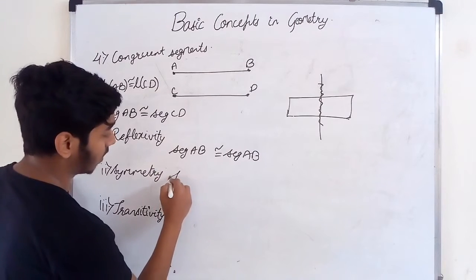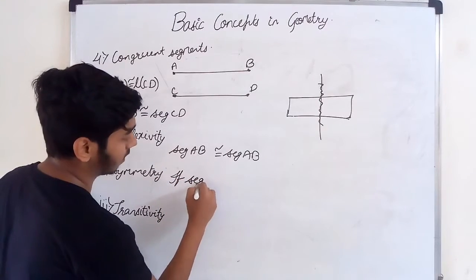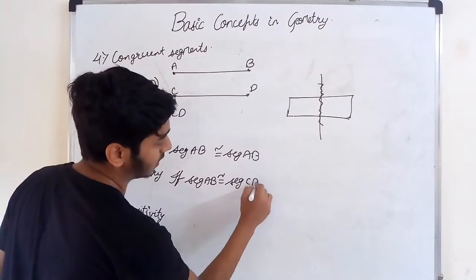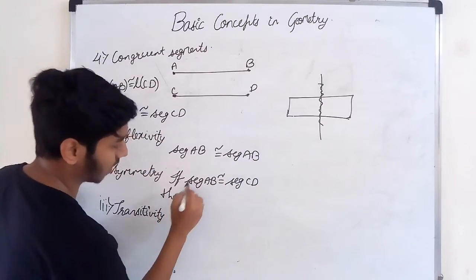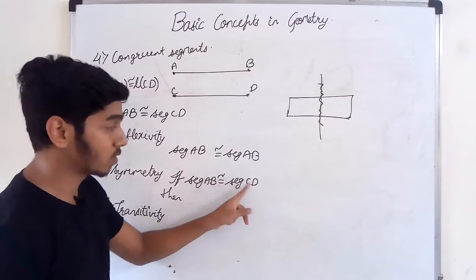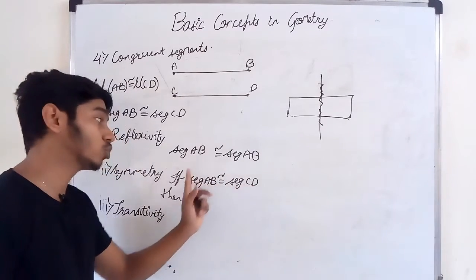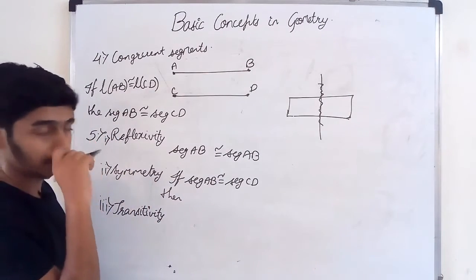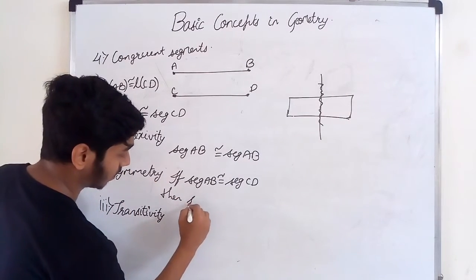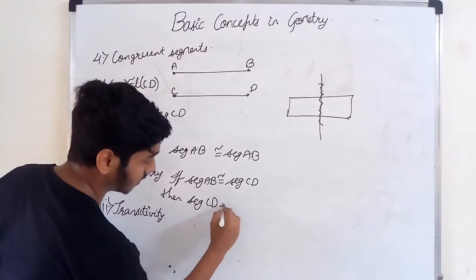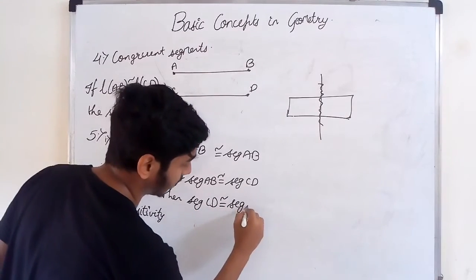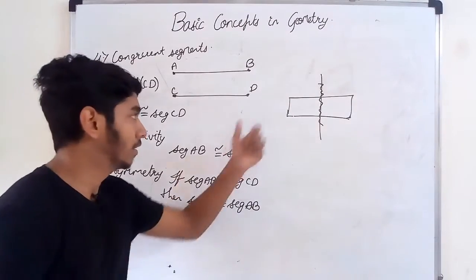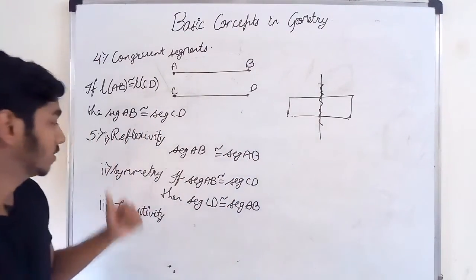What can we say? If segment AB is congruent to segment CD, then if the first one is congruent to the second, the second one will also be congruent to the first. That's the main point of symmetry. So segment CD is congruent to segment AB. So this is what symmetry is.